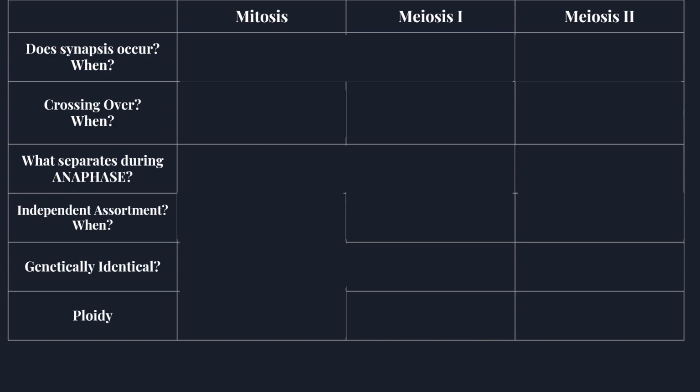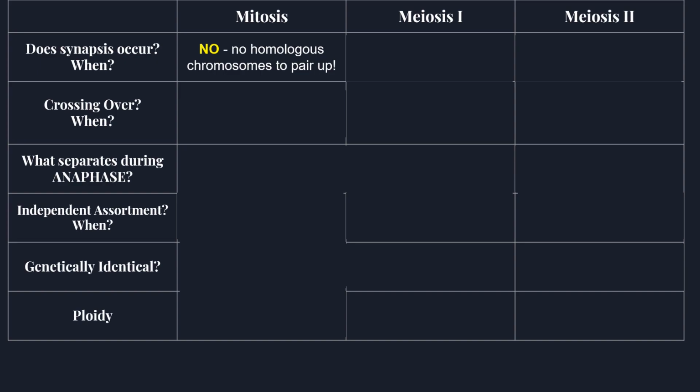All right, so looking across the board, in mitosis, does synapsis occur? No, because during mitosis, we do not have that homologous pairing of chromosomes. Remember, the purpose of mitosis is to produce perfectly duplicated cells. So we don't want to risk any crossing over events happening, right?